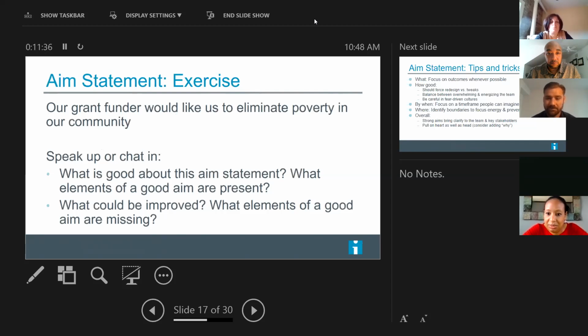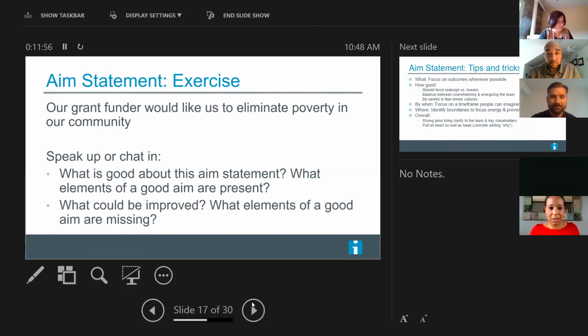Yeah, so I love that the grant funder is a resource, not the client, right? And so this makes it seem like in some ways we're eliminating poverty for the grant funder rather than eliminating poverty because it's actually in service of those in our community. So I love that point. Great.